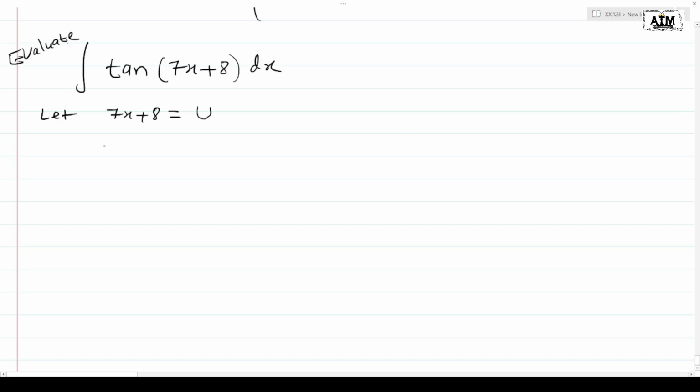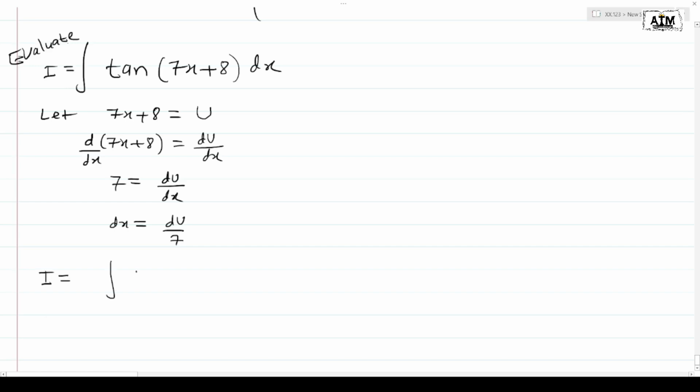Whenever such a selection is done, we have to do the derivative. So differentiation of 7x plus 8 with respect to x equals du by dx. So 7 equals du by dx. Therefore dx equals du upon 7. Therefore the given question becomes I equals integration of tan of 7x plus 8 replaced by u, and dx is replaced by du upon 7.